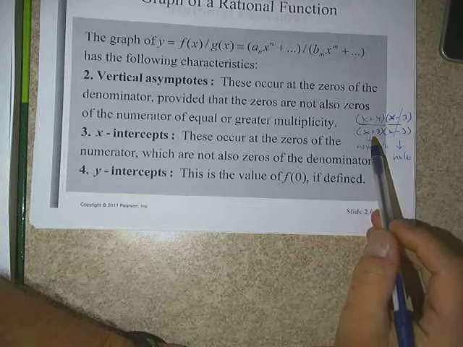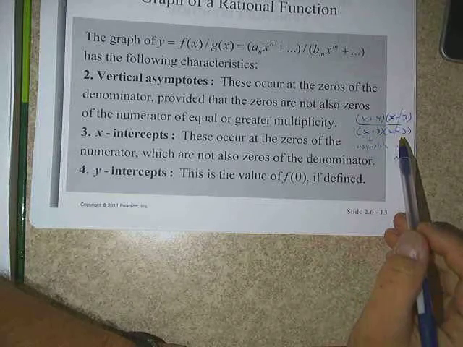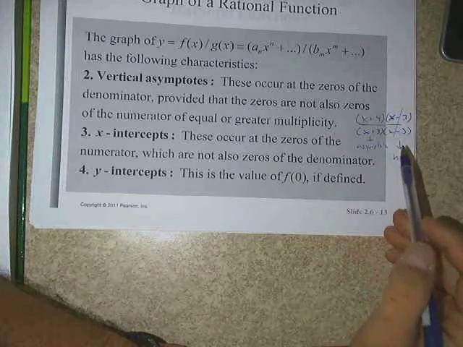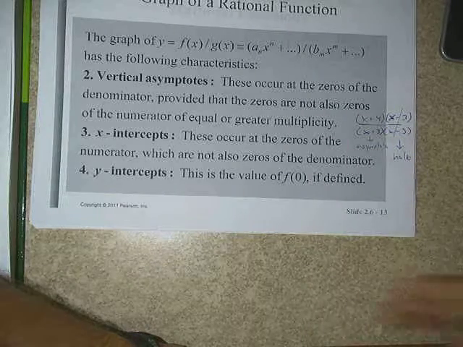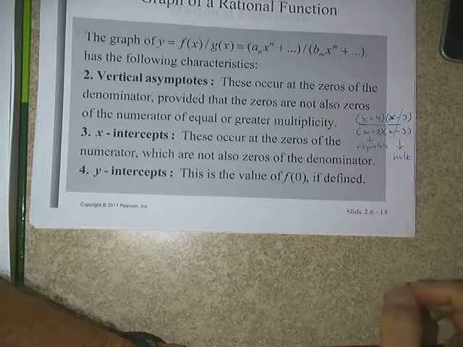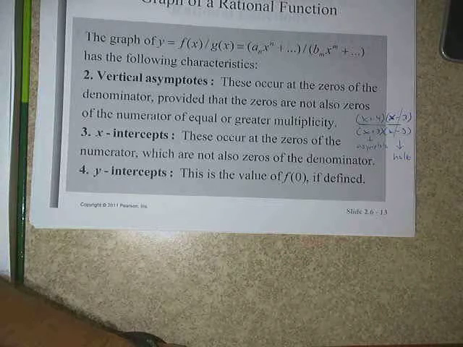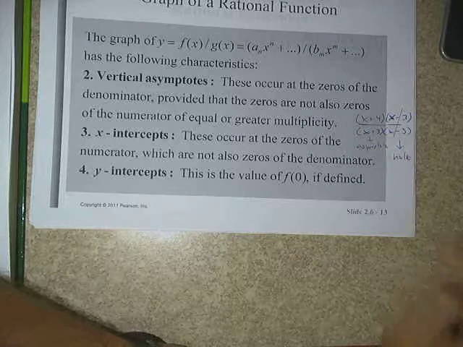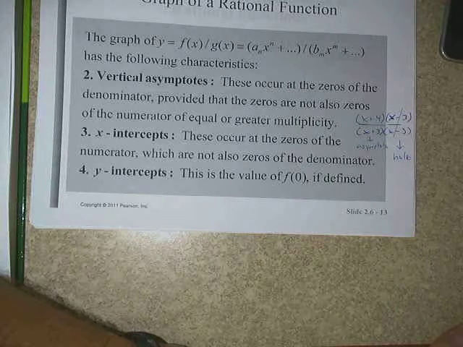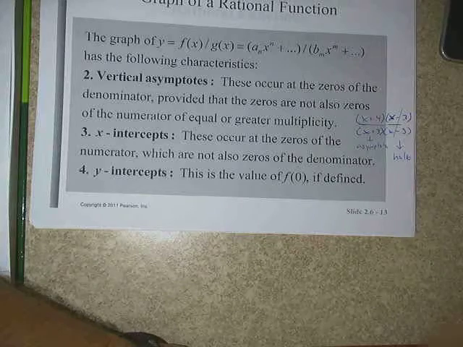And then finally, the y-intercepts, just like any other equation, when we put f of 0 in, that's going to give us the y-intercept. So if I were to put a 0 in for x, I'd get -12 on the top, and I would get -9 on the bottom. And that would make 4/3 if I simplified it. So we'd have a y-intercept in this case of 4/3.